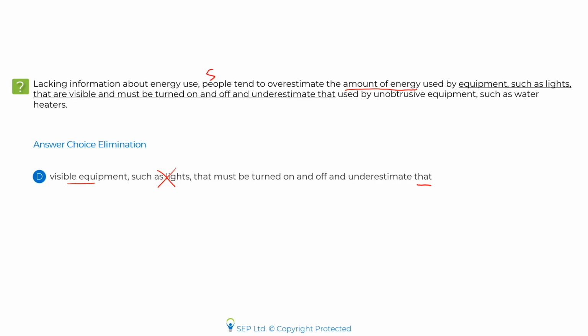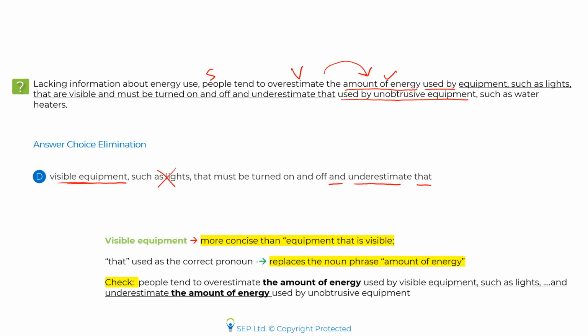People overestimate the amount of energy used by visible equipment and underestimate the amount of energy used by unobtrusive equipment. All right, so this makes total sense. Great. So D is more concise. The "that" is used as the correct pronoun to replace the noun phrase "amount of energy." It's replacing the entire phrase. Yes, guys, "that," when replacing a noun, can replace a single noun or can replace an entire noun phrase.